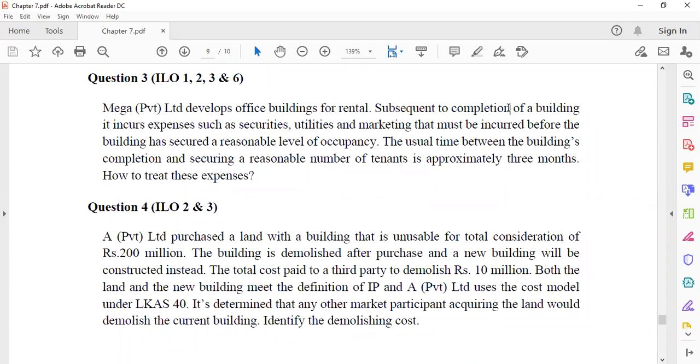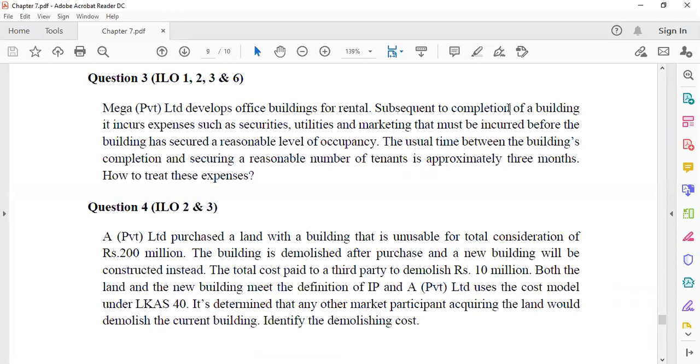But after that, you are incurring some expenses like securities. So you may have to take care of the security aspects and the utilities, like whatever the electricity, the water, those aspects, and also marketing. So you need to even undertake some marketing. You need to advertise this particular property in order to get the required level of occupancy. That must be incurred before the building has secured a reasonable level of occupancy. Immediately after completion, you may not get the required level of occupancy. So therefore, you need to do some advertising and other aspects to get the required level of occupants.